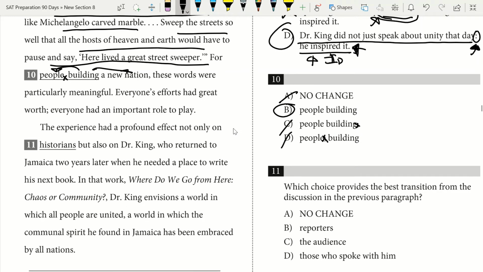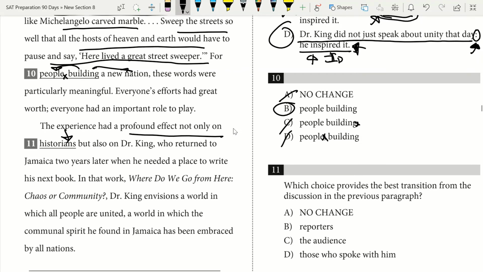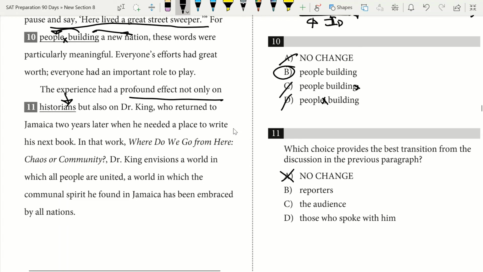All right, the experience had a profound effect not only on historians, that's not correct, because we were talking about its effect really on the audience up here, okay? Not on historians, so we can get rid of A. We're asked for the best transition from the discussion in the previous paragraph, but also we want to be accurate according to the passage, and that's not going to be historians or reporters. We're talking about the audience, right? His impact on the audience. So correct answer for 11 has to be C, okay?